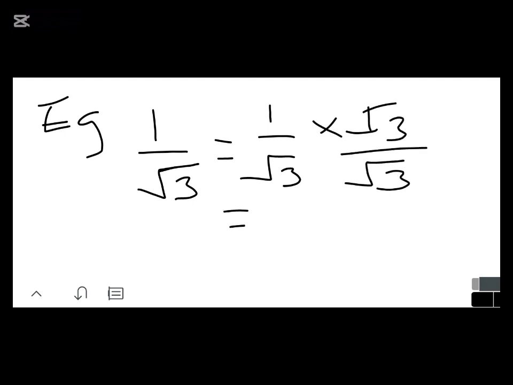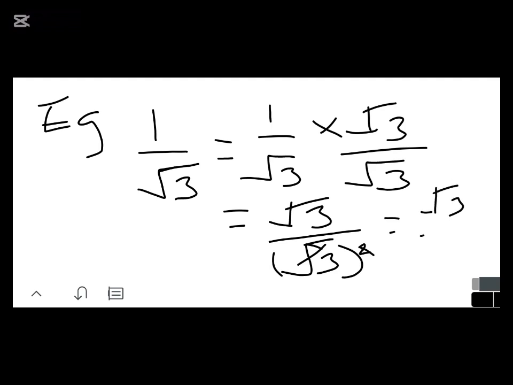Then this side will give us square root of 3 all over square root of 3 square. Then this square will cancel the square root sign, giving us square root of 3 over 3. So when we rationalize 1 over square root of 3, we are getting square root of 3 over 3.